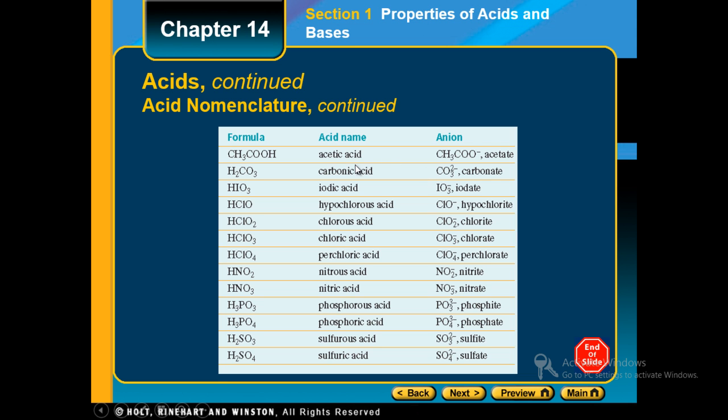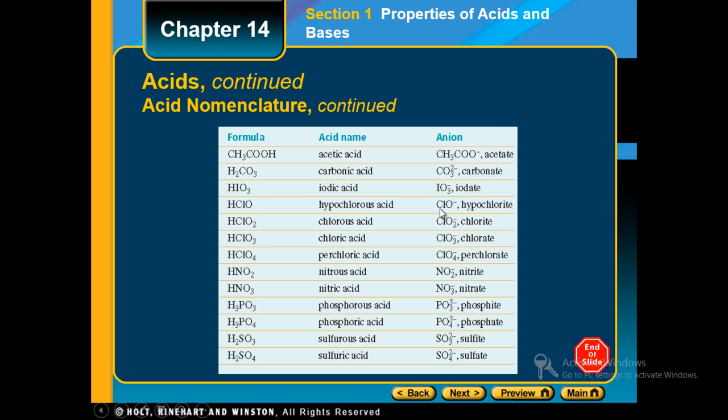And the second example, H2CO3, which is carbonic acid. Why is it called carbonic acid? Because it's formed from the carbonate anion. The same for iodic acid. And now we will have these four acids, which will show a better difference between them regarding the number of oxygen atoms here in this anion.